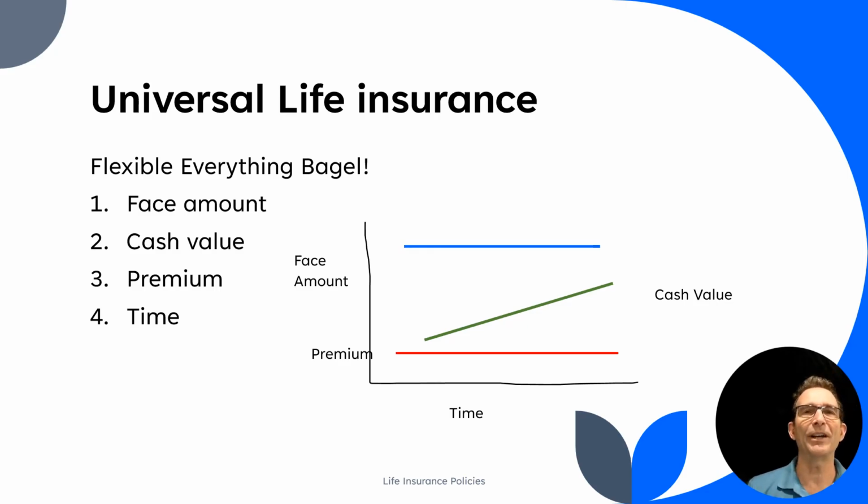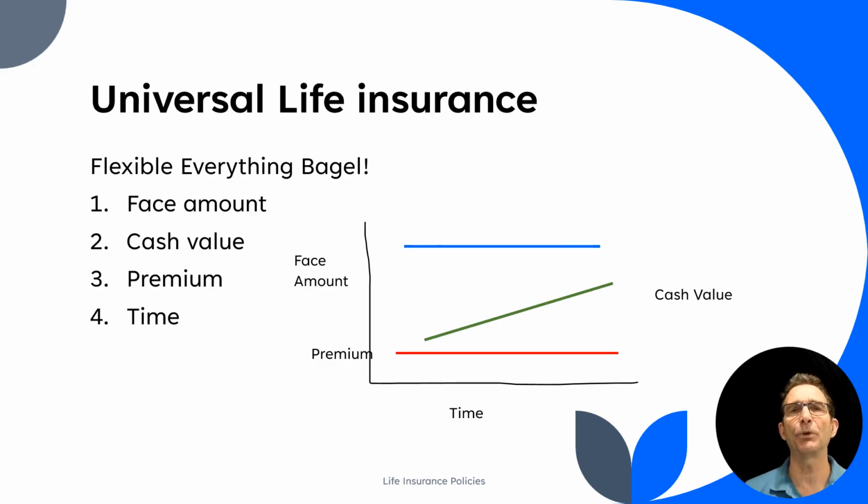Now, when you want to talk about flexibility, universal life insurance is the product that I kind of jokingly say is a flexible everything bagel. Those variables that we talked about, that again are listed here: face amount, cash value, premium, and time. In a universal life insurance policy, all of those variables can be adjusted in the policy as you go through your life and the life of the policy.